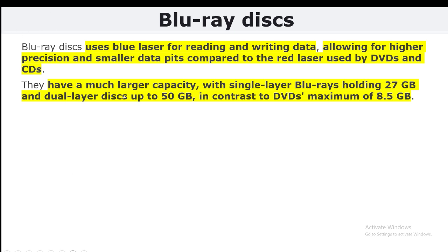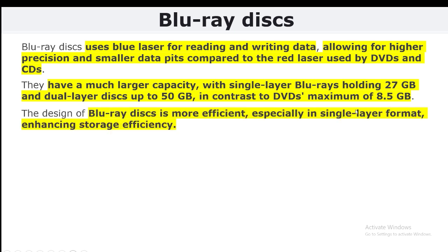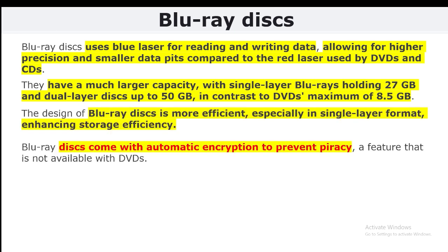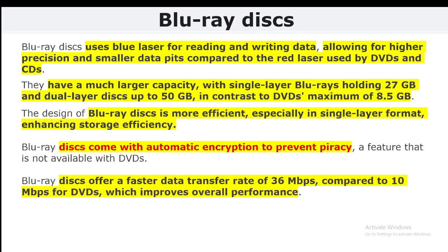So for single-layered Blu-ray discs, you have a maximum of 27 gigabytes, and for double-layered discs, you have about 50 gigabytes, as compared to 8.5 gigabytes for DVDs. Blu-ray discs come with automatic encryption that helps prevent people from pirating files that are written on them, right? And then again, they offer a very fast data transfer rate of 36 megabytes per second, compared to DVDs at 10 megabytes per second.